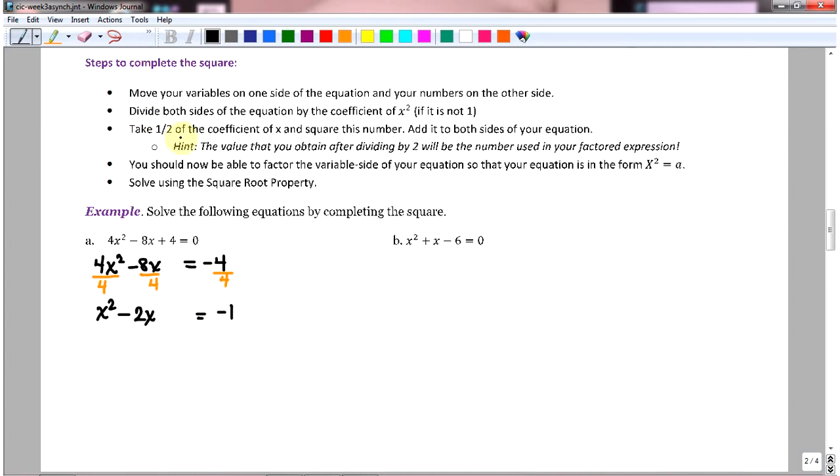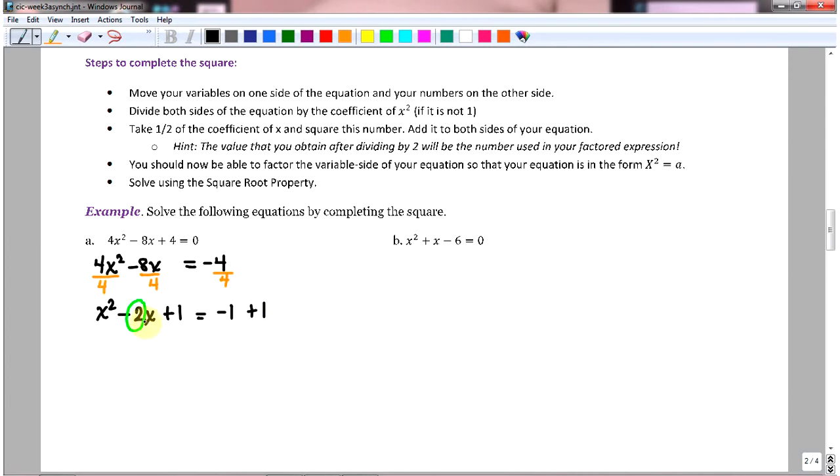Next, we want to take half of the coefficient of x and square this number. Add it to both sides of your equation. So we're taking half of -2, which is -1, squared is going to be +1. So we're adding 1 to both sides.